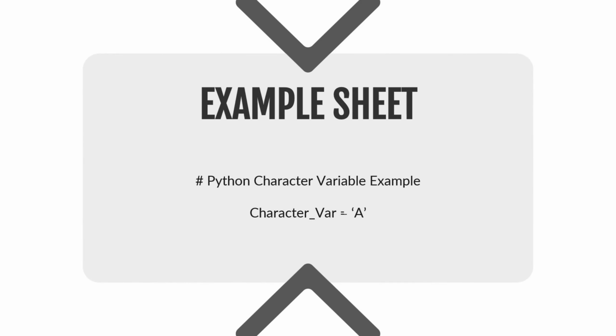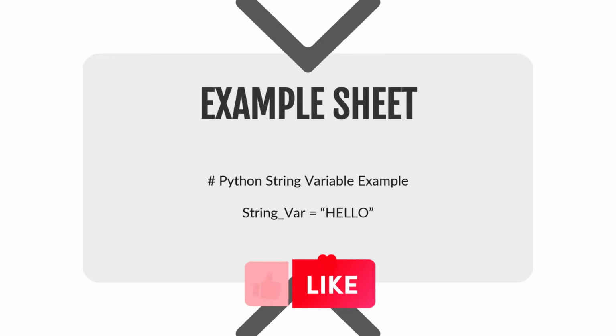In this example, I have created a variable called character var. Characters represent individual characters. The individual characters must be enclosed within single quotes or even double quotes. In the character var, I have assigned the character a to it. In this example, I have created a variable called string var that is used to store a string. In our previous video, I told you that a string is a group of words that must be enclosed within single, double or even triple quotes.